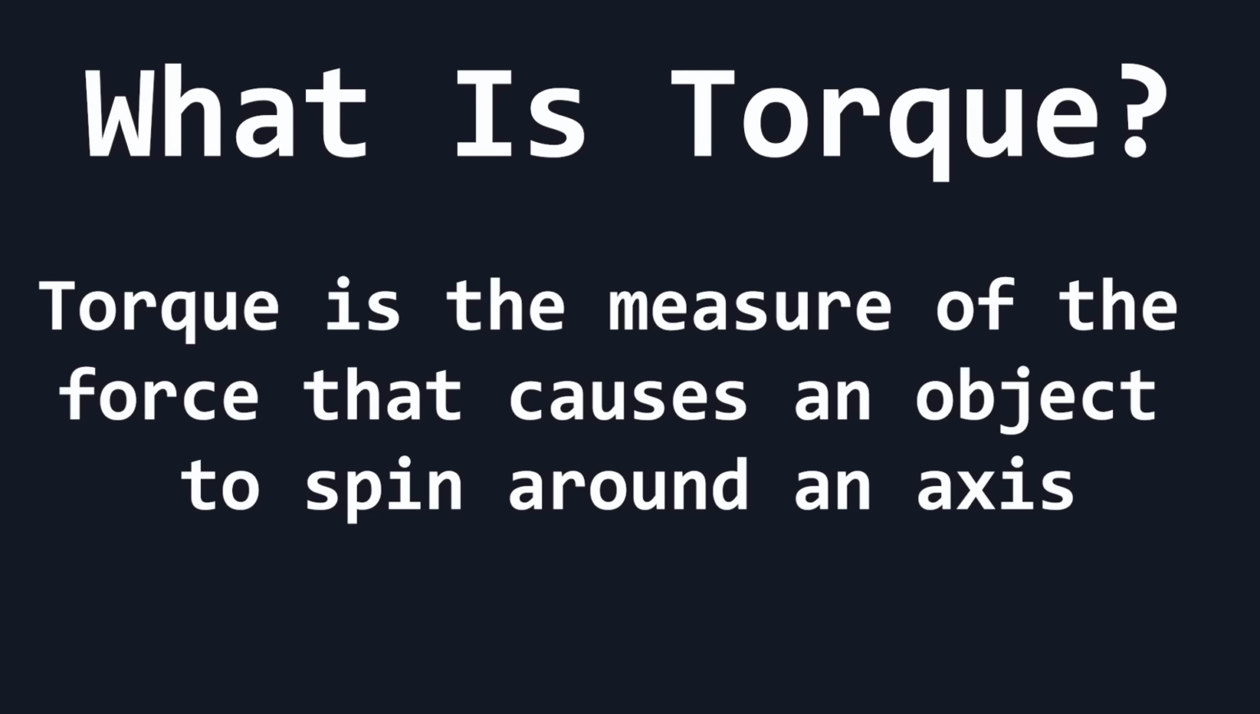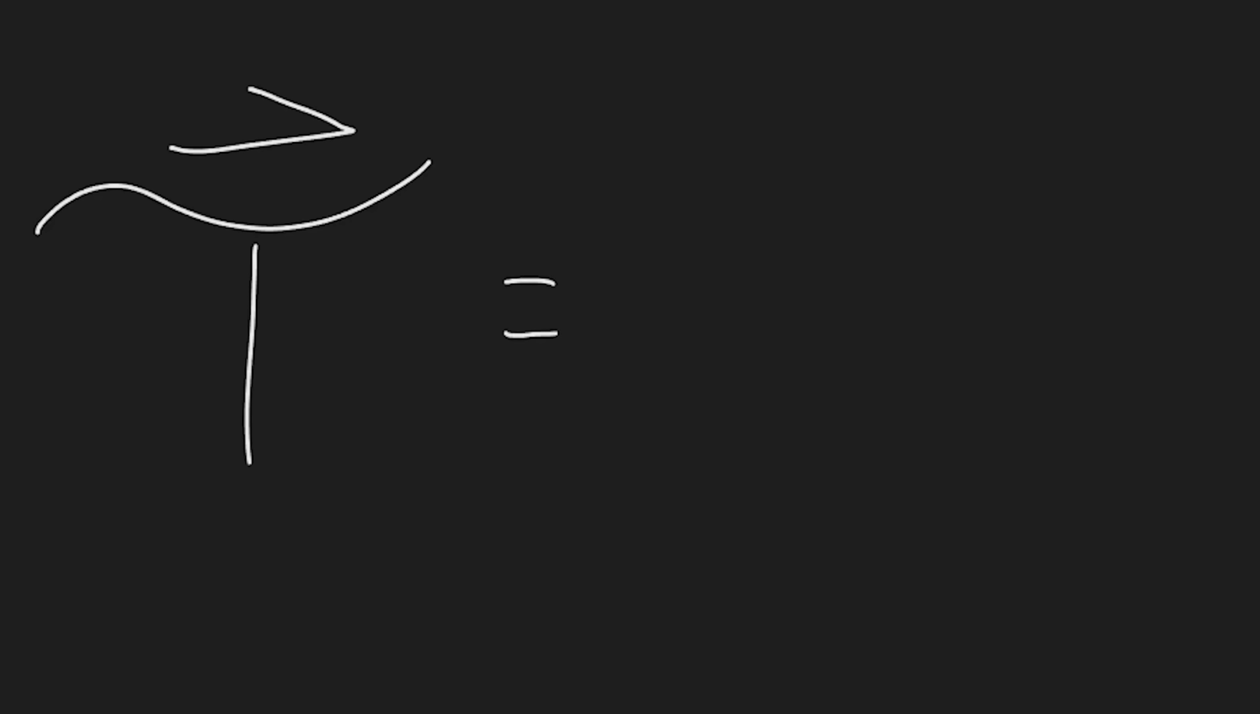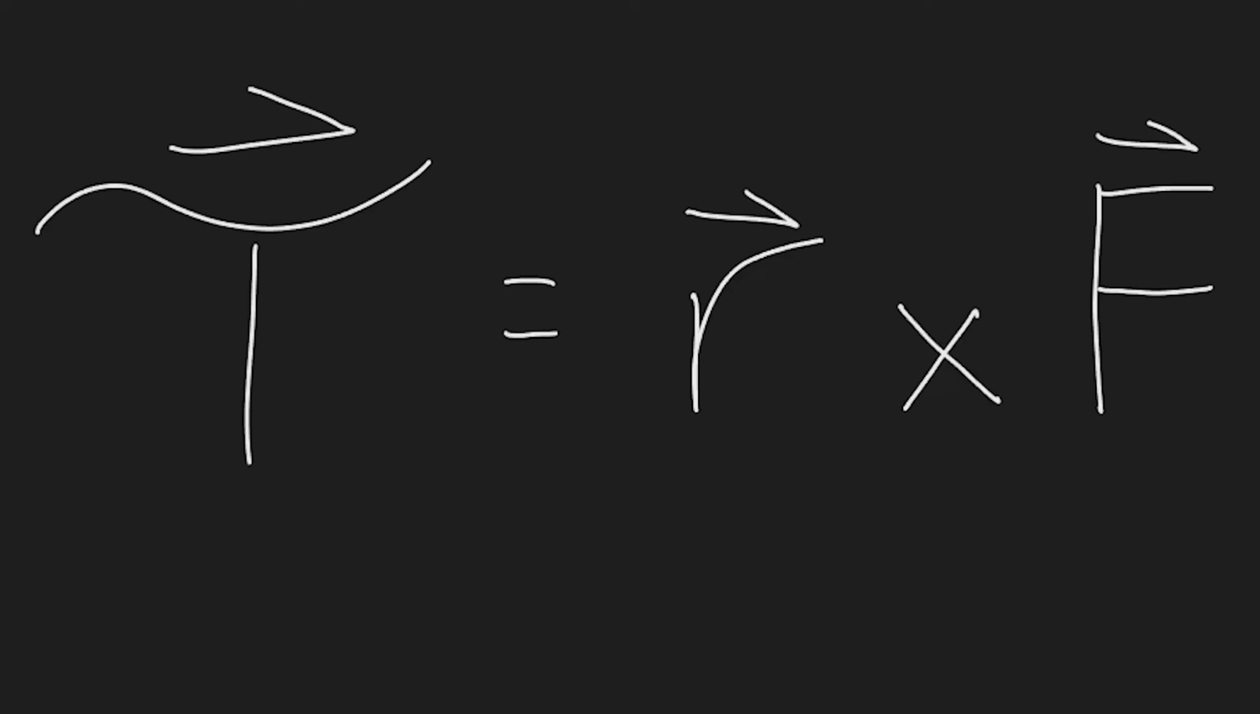Now, torque is a pretty easy concept to understand, but it gets more confusing when you try to see how a torque affects an object's rotation. So we're going to start with the easier part. So what is torque? Torque is just a measure of a force that causes an object to spin around an axis. Torque is represented with the Greek letter tau, and it is a vector quantity equal to the distance from the place it twists at to the point where the force is applied, represented with R, times the force that is applied. This may have been a little bit confusing, but it's not that bad.